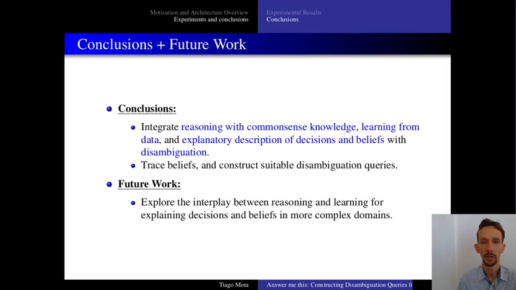In conclusion, in this work, we integrate a disambiguation algorithm into a system composed of reasoning with common sense knowledge, learning from data, and that provides explanatory descriptions for the robot's decisions and beliefs. For that, we also had to devise a tracing beliefs algorithm to retrieve the relevant rules from the knowledge base.